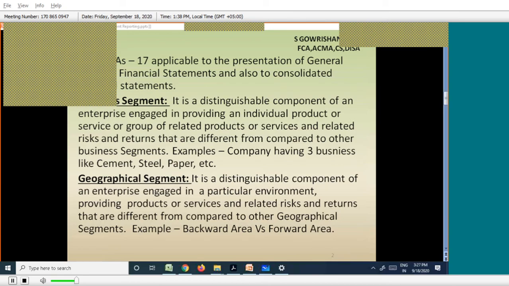Business segment and geographical segment. Up to this, did you understand? Any doubt? Up to this, whatever we discussed, did you understand? Please, if you have any doubt, just let me know.